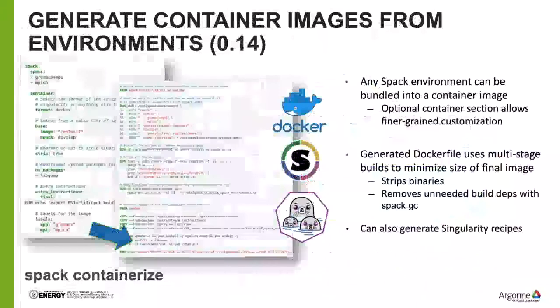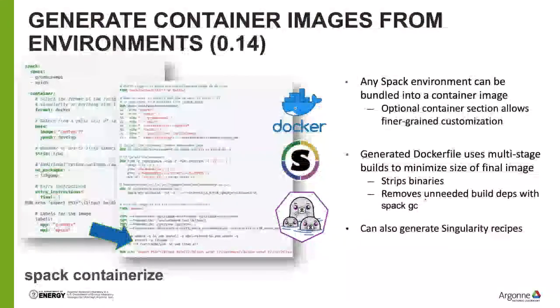The containerize command is again where you specify an environment, and you can tell it some container settings. For example, what format you want, a Docker container or Singularity container, whether you want to strip the binaries, and some other options as well. Spack will build this environment and put it in a container, and it can generate Singularity recipes or Dockerfiles depending on what you're asking for.